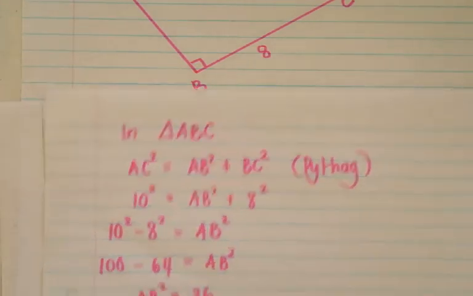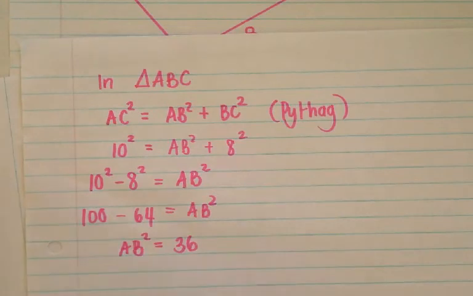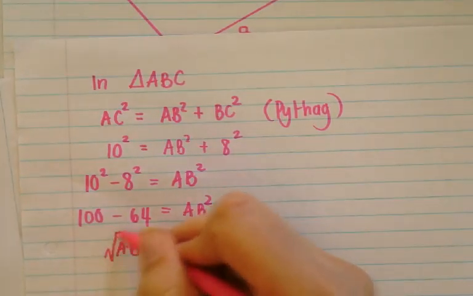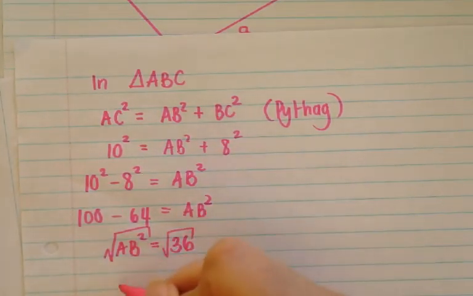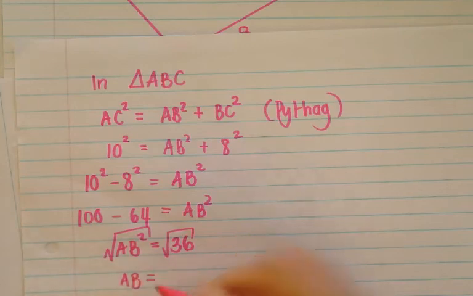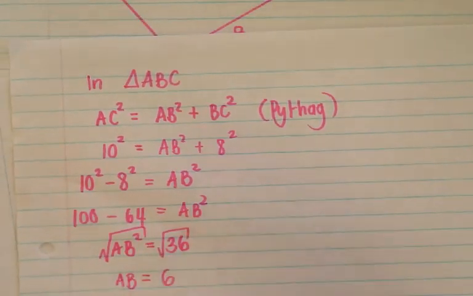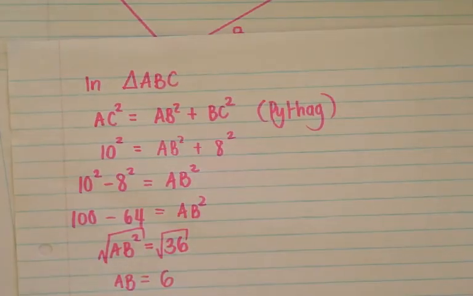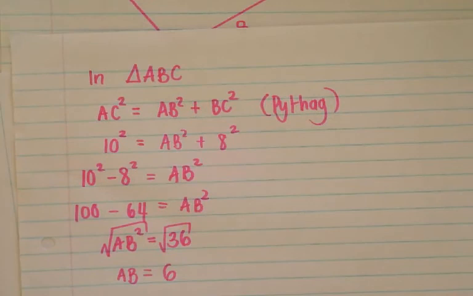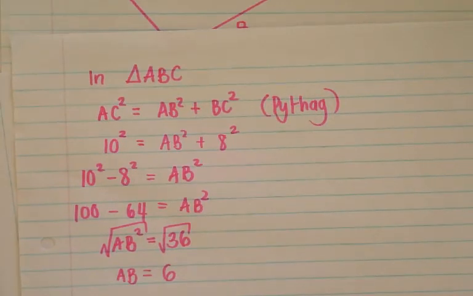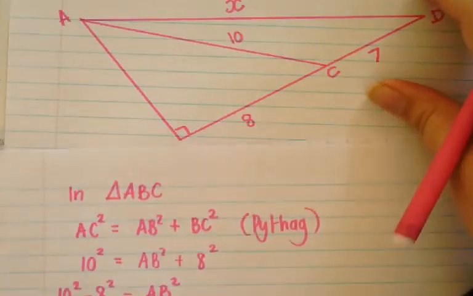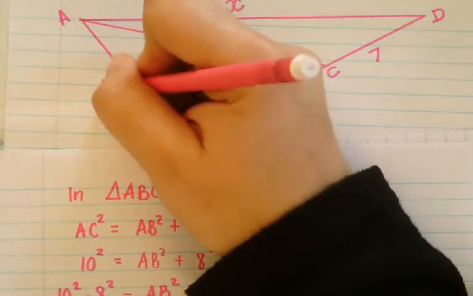AB squared is equal to 36, so what's my last step? The square root, not Keenan. 36 square root is? There we go. So AB is equal to 6 units. So you should have just marked yours. And if I have AB now, can I now solve triangle ABD?